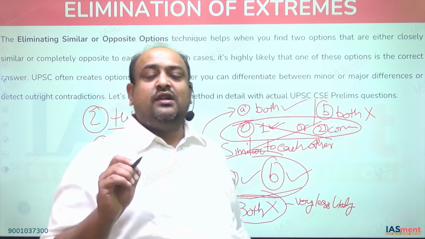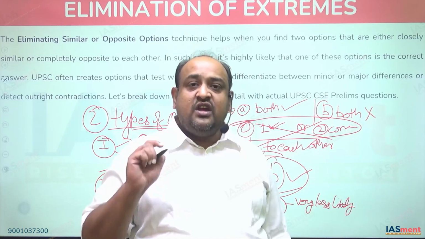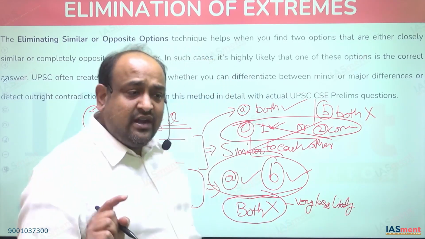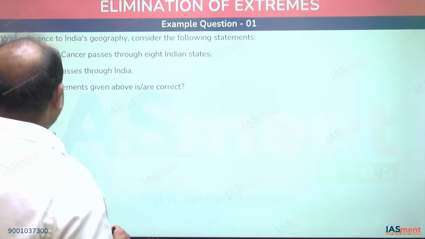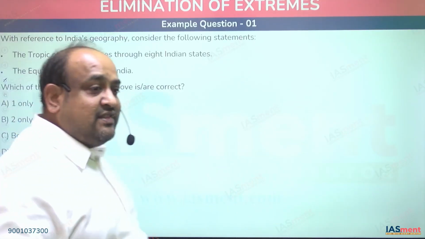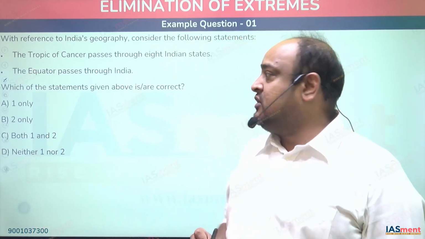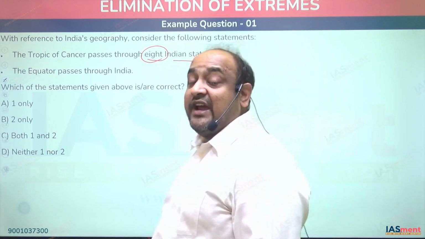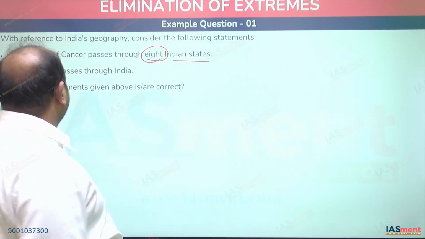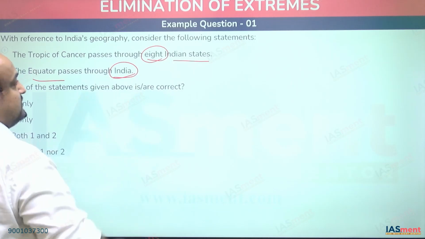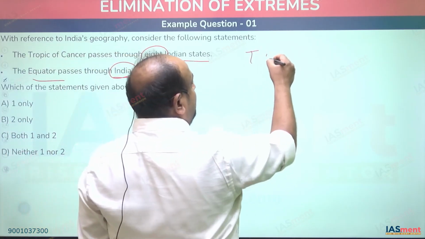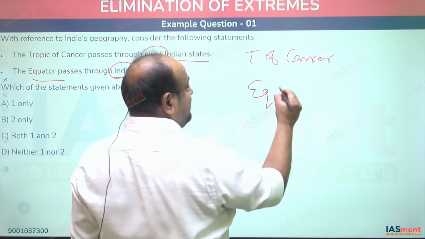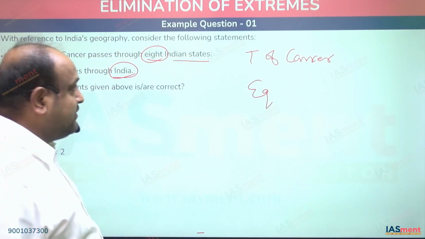Fine. So now let's see some example questions to understand this technique and to see how it is applied to questions. So let us see the first question. The first statement says that the Tropic of Cancer passes through 8 Indian states. And the second statement says that the equator passes through India. One statement is talking about the Tropic of Cancer, and the other statement is talking about the equator.